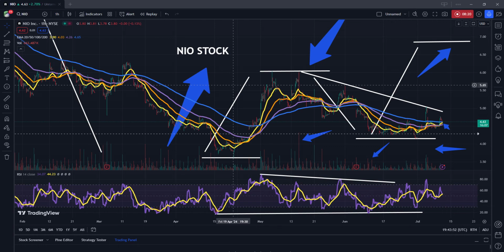Here's the current market update for NIO Incorporated, stock ticker NIO.